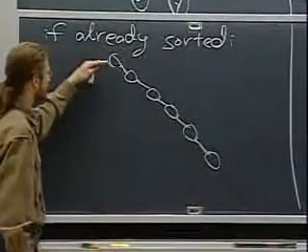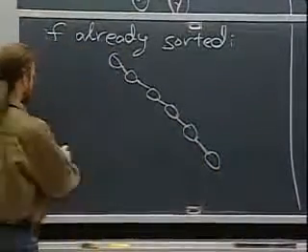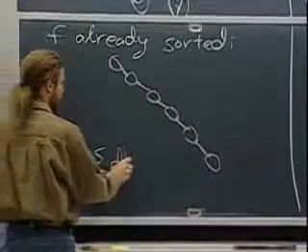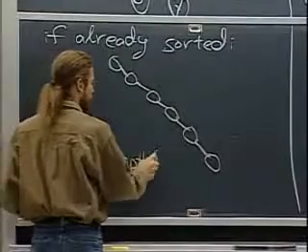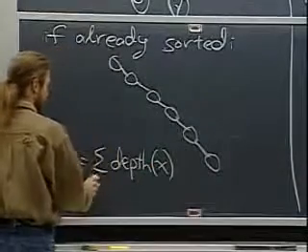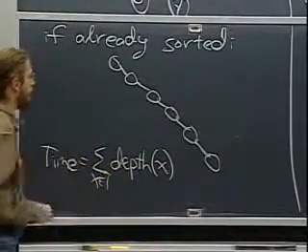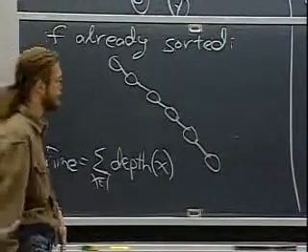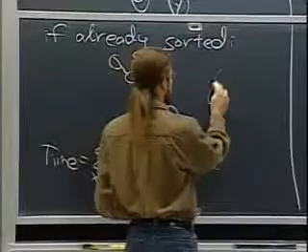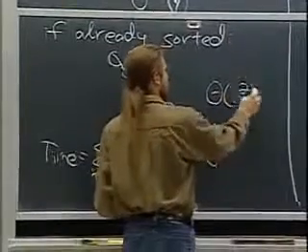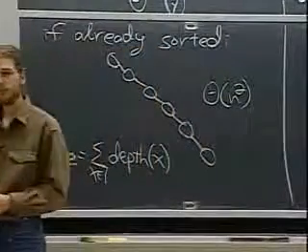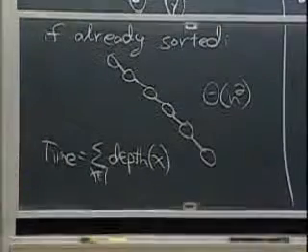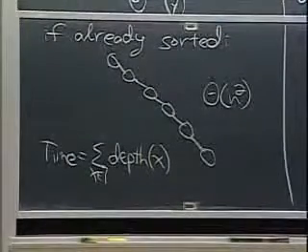And you compute, so the total cost, the time in general is going to be the sum of the depths of the nodes, for each node x in the tree. And in this case, it's 1 plus 2 plus 3 plus 4, this arithmetic series. There's n of them, so this is theta n squared. It's like n squared over 2. So that's bad news. The worst case running time of this algorithm is n squared.